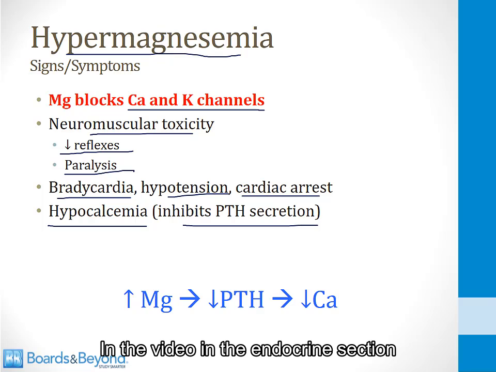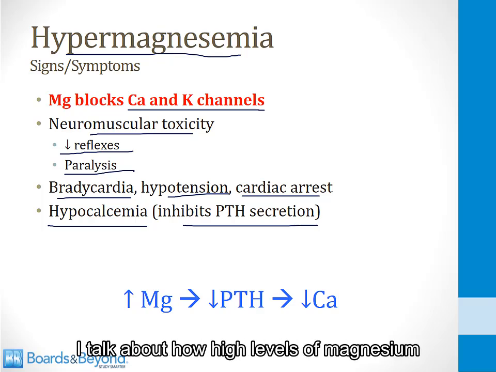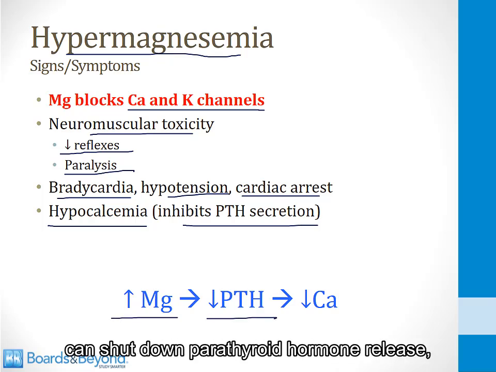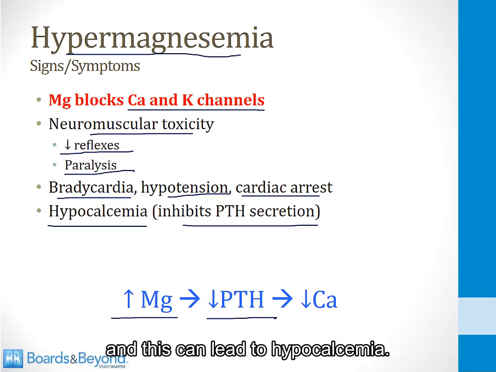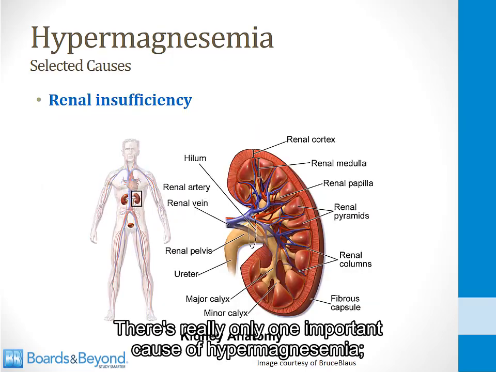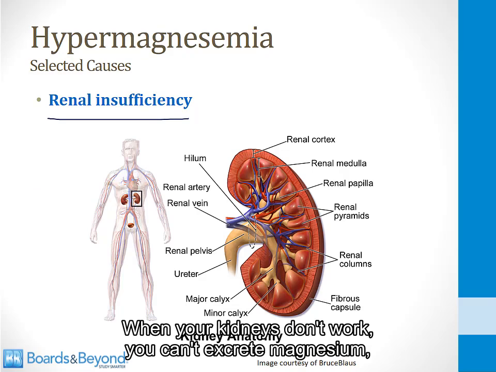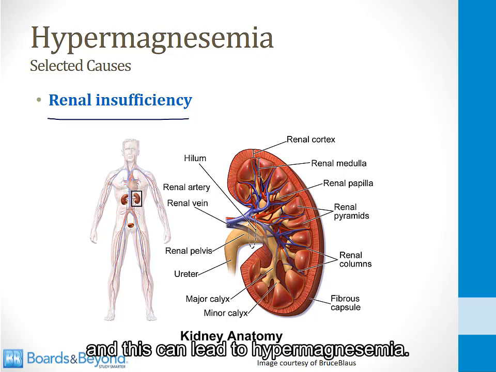In the video in the endocrine section on the parathyroid gland, I talk about how high levels of magnesium can shut down parathyroid hormone release, and this can lead to hypocalcemia. There's really only one important cause of hypermagnesemia, that's renal insufficiency. When your kidneys don't work, you can't excrete magnesium, and this can lead to hypermagnesemia.